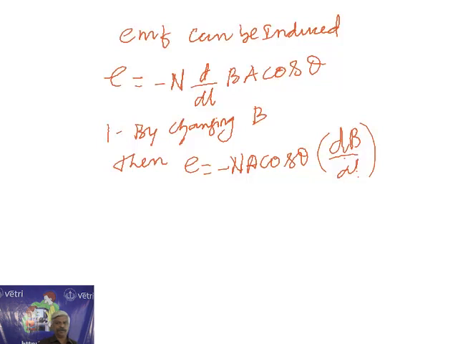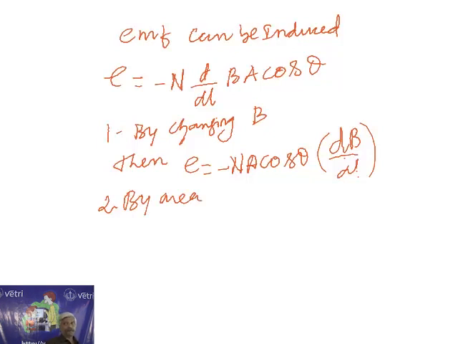How is this achieved or possible? This can be achieved by moving a magnet towards the coil or away from it, and also by moving the coil towards the magnet or away from it. Whatever may be the case, if you are moving, we are changing the magnetic field, and automatically EMF can be induced. This is the first method. The second method is by changing the area enclosed by the coil. Be careful.